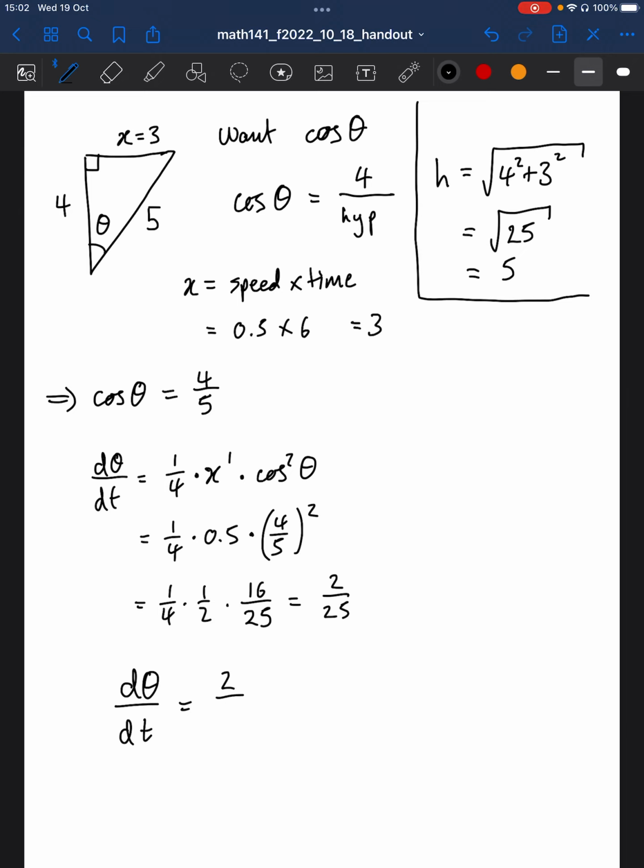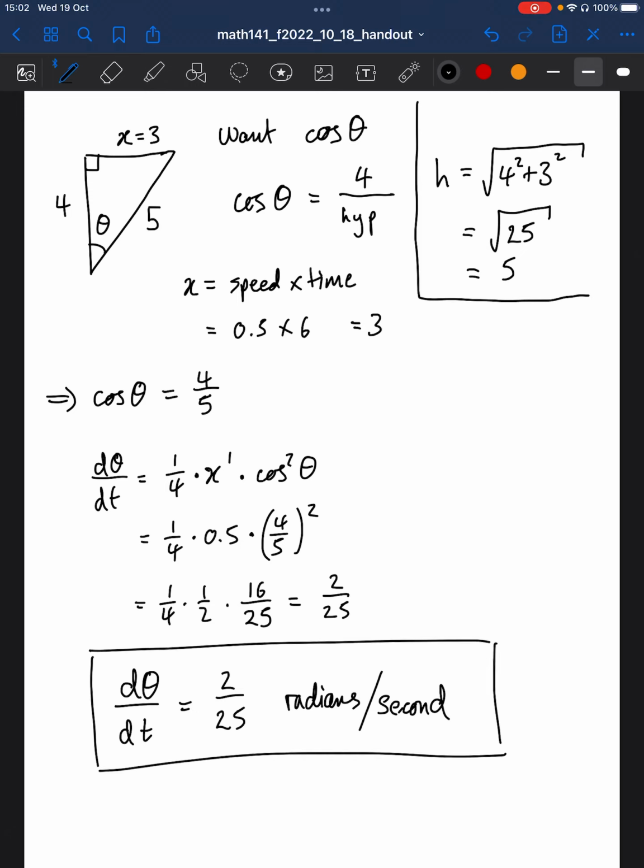is 2 over 25. And I should get some units in there. So theta is an angle, so we measure it in radians. And the time was measured in seconds. So that is our final answer.